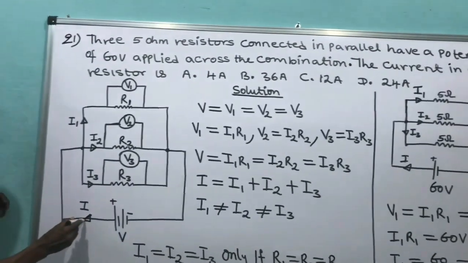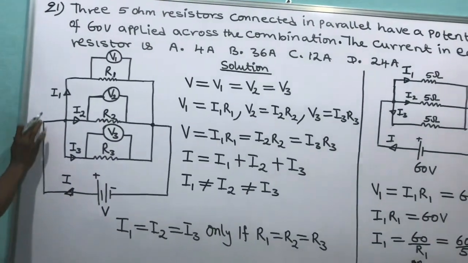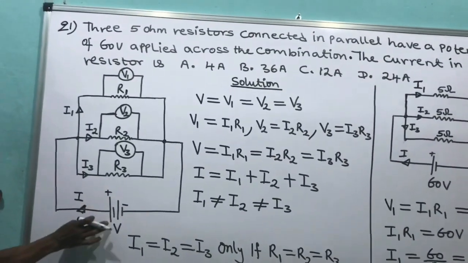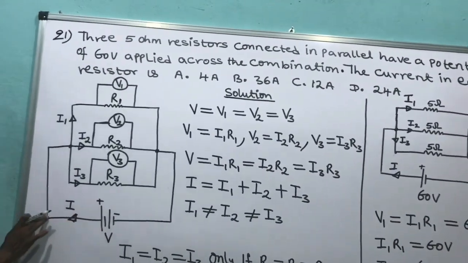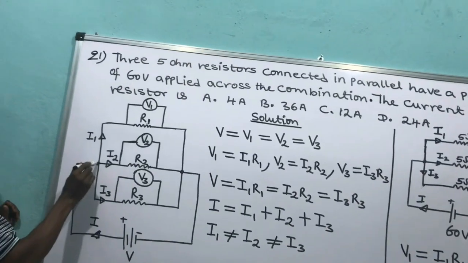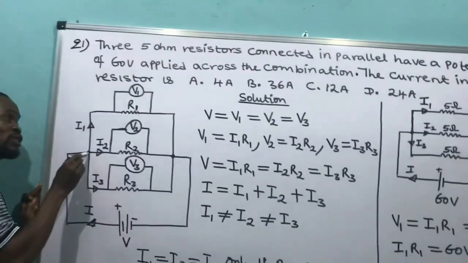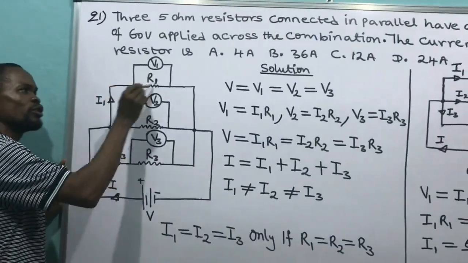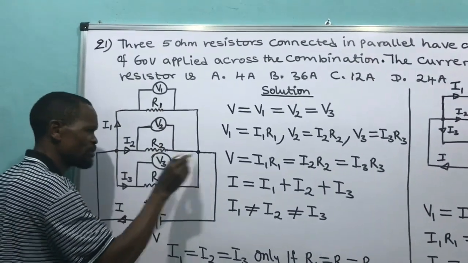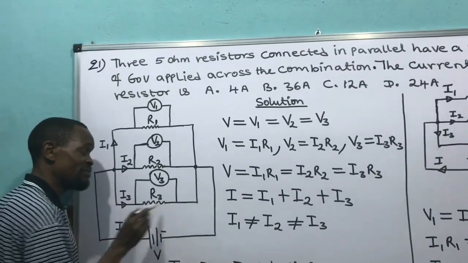Look at this current now. The currents are going in. When the current produced by this battery flows into the circuit and gets here, what will happen? Look at what will happen. This current will split. Part of it will flow to this place, part of it to this place, and part of it to this place.